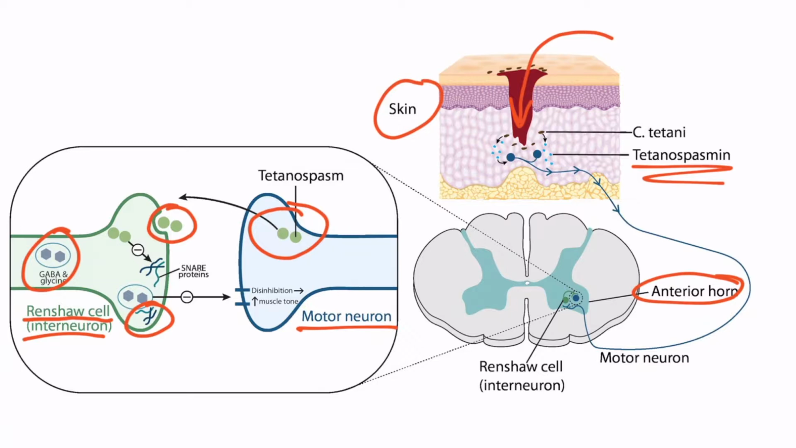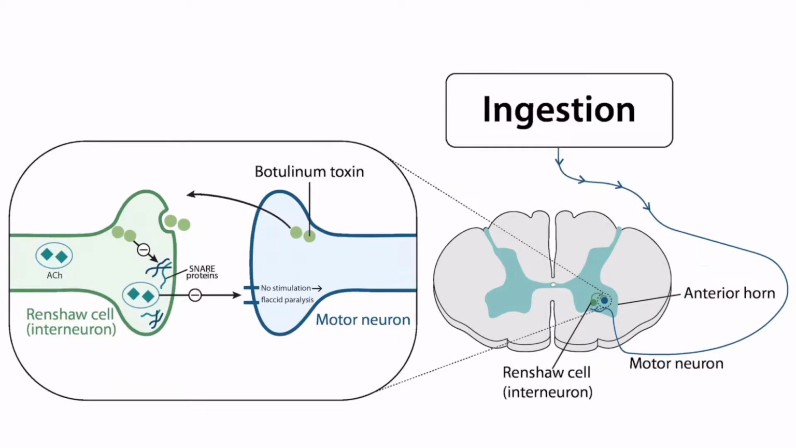motor neuron. However, when tetanospasmin enters the Renshaw cell, it cleaves the snare proteins. You can see this activity right here. This prevents the release of GABA and glycine. So by decreasing GABA and glycine, the muscle becomes disinhibited, which is why the muscles are overstimulated and have increased muscle tone. This image is very similar to the last one, but it's altered to represent the botulinum toxin. We have the botulinum toxin entering the Renshaw cell, and notice we have the snare proteins here as well, and the botulinum toxin inhibits these snare proteins from releasing acetylcholine.